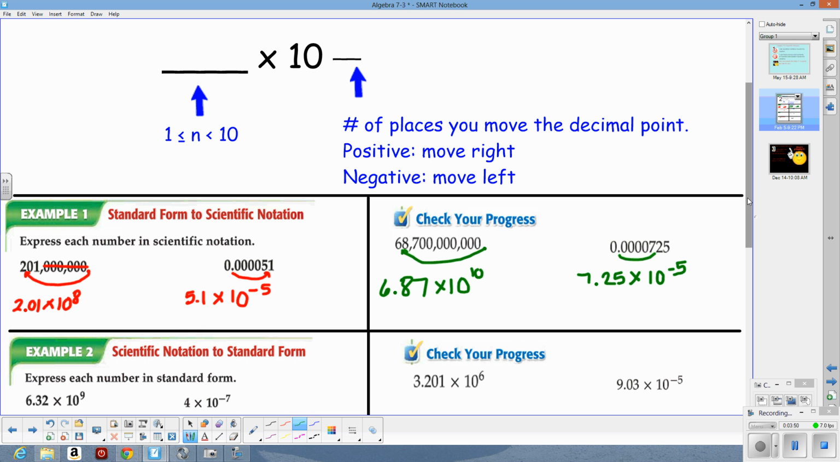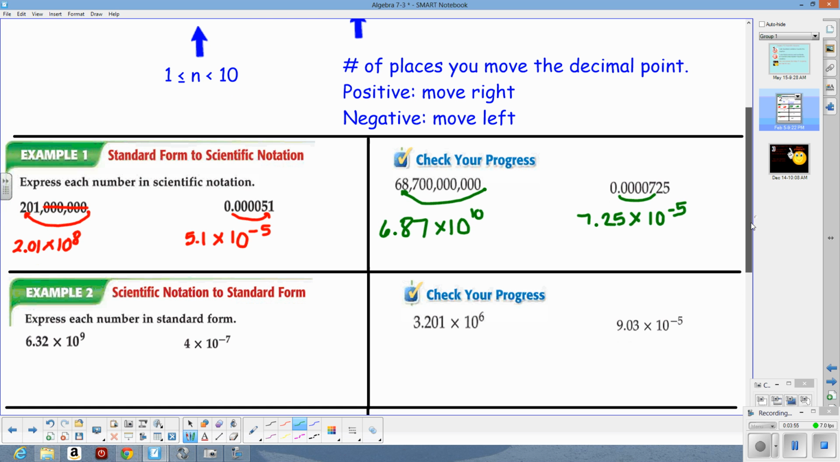Next, we're going to go the other direction. We're going to take a number in scientific notation and write it in what's called standard form, or as a regular old number. This first example, since it's a positive exponent, means it's going to be a big number, so we're going to want to move the decimal to the right 9 places. Or think of it this way, every time you multiply by 10, you move it 1 place to the right. So this is going to be moved over 9 places. So we're going to have a 6, a 3, a 2, and then we need to add 7 more zeros.